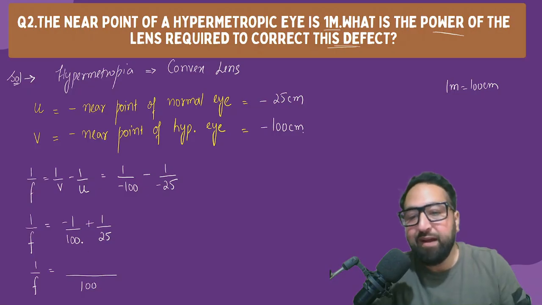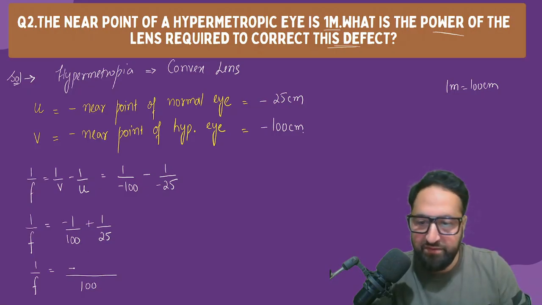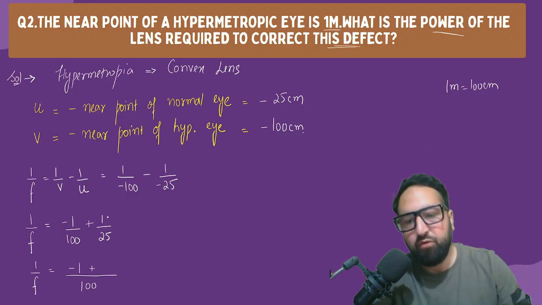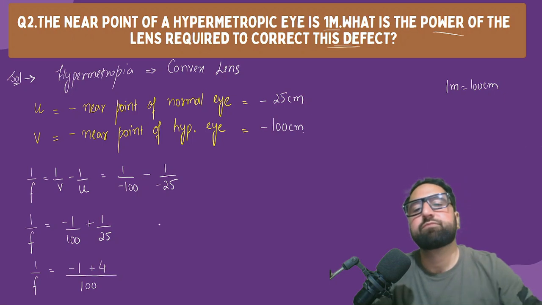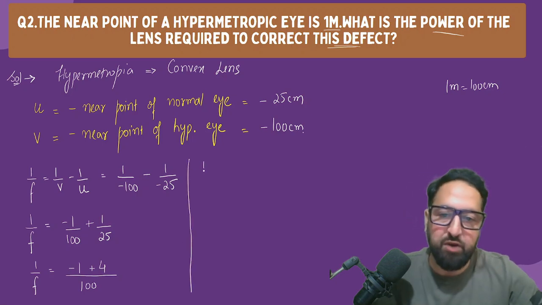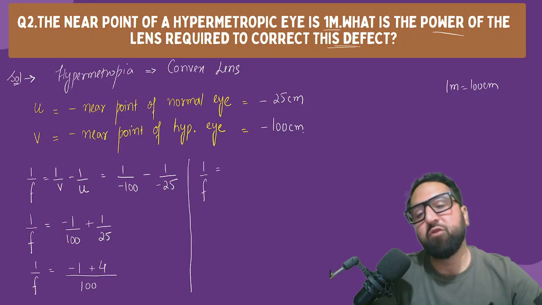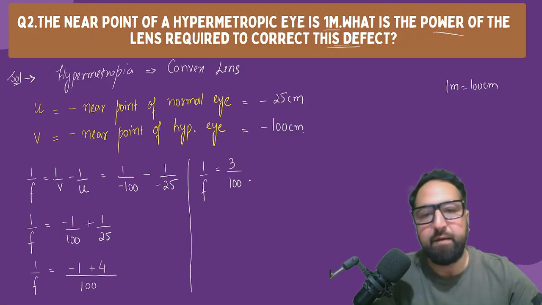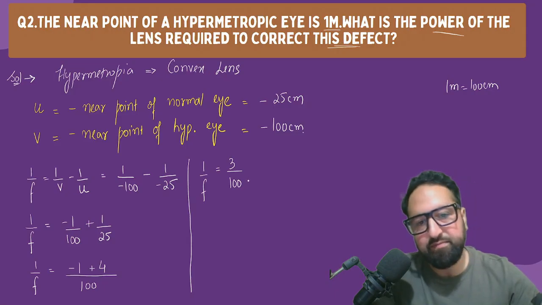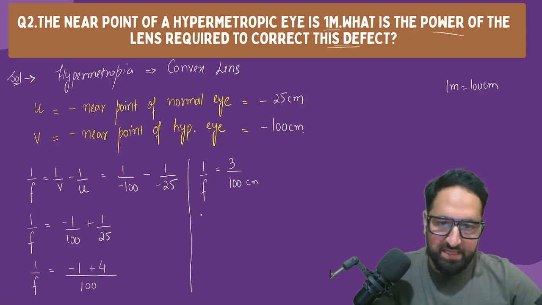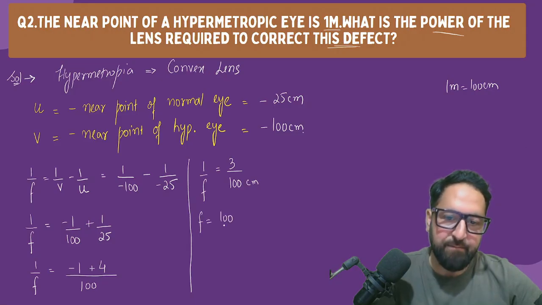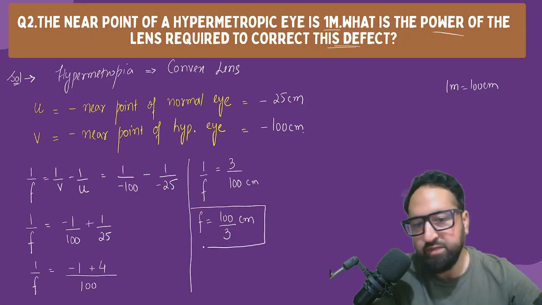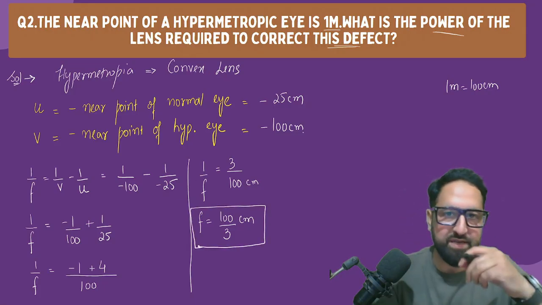100 divided by 100 will be 1, 1 multiplied by minus 1 will be minus 1, plus 100 divided by 25 will be 4, 4 multiplied by 1 will be 4. Now 1 by f equals what? 4 minus 1 is 3, so it is 3 divided by 100. It's in centimeters, by the way. So take the reciprocal, f will be equal to 100 divided by 3 centimeters.